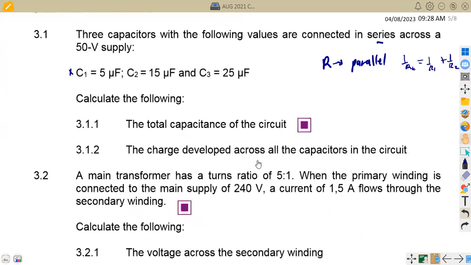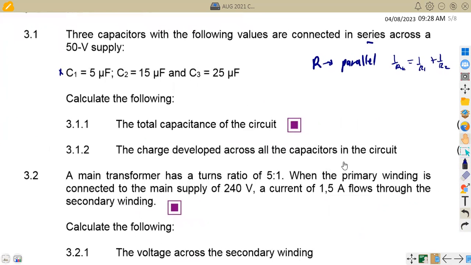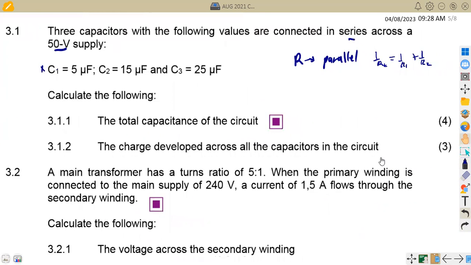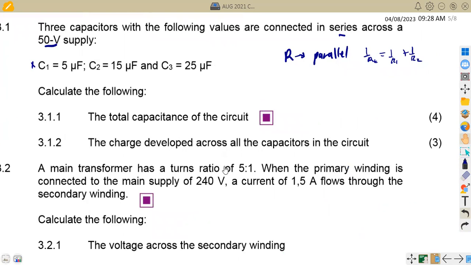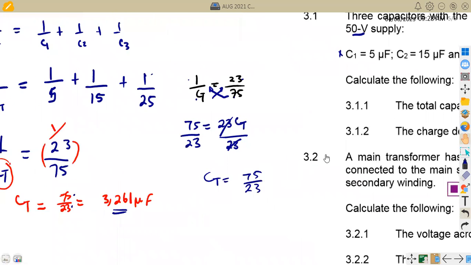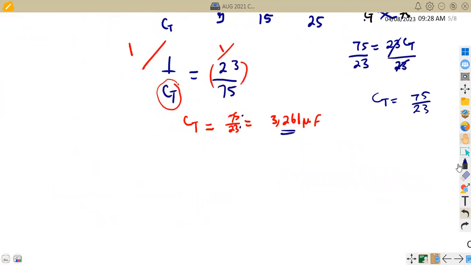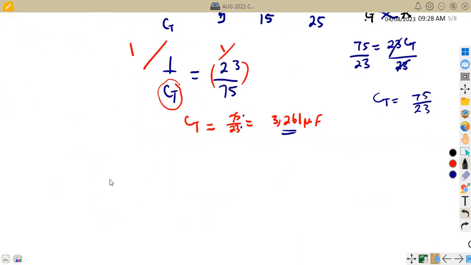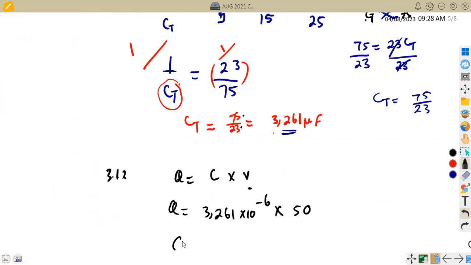Then the charge developed across all the capacitors in the circuit. Take note, we have got a voltage here, and we know that charge, which is Q, is equal to CV. So we can calculate the total charge, which is measured in coulombs. So 3.12: Q is equal to the total capacitance times the total voltage. That's 3,261 times 10 to the exponent of -6 times the total voltage, which was 50 volts. This is going to give us the total charge.